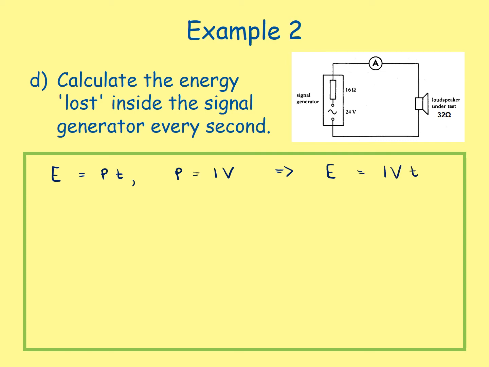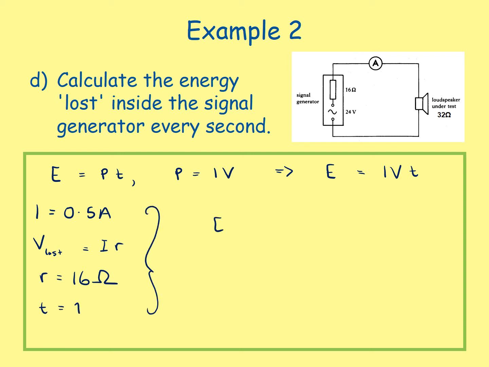Writing down what we know, our current is equal to 0.5 amperes. Our voltage, that's actually our lost volts this time because we're calculating the energy lost. Remember, lost volts is equal to current times internal resistance. And our internal resistance was 16 ohms. And we also need our time, and it's every second, so we just leave our time as 1.